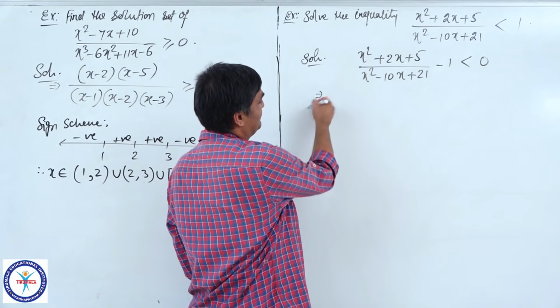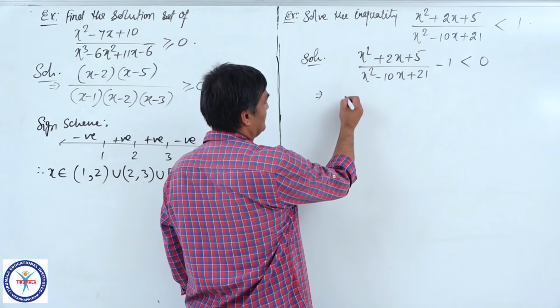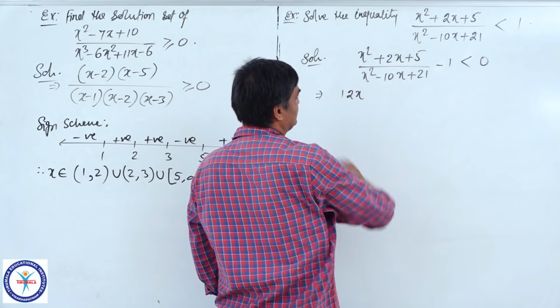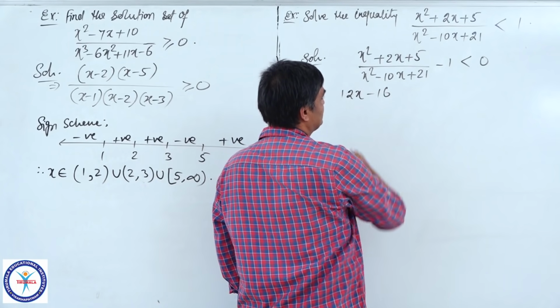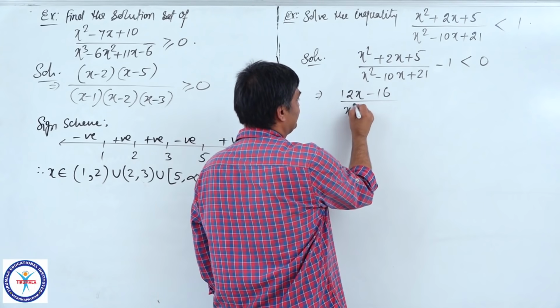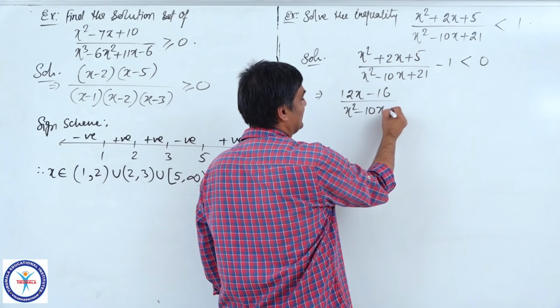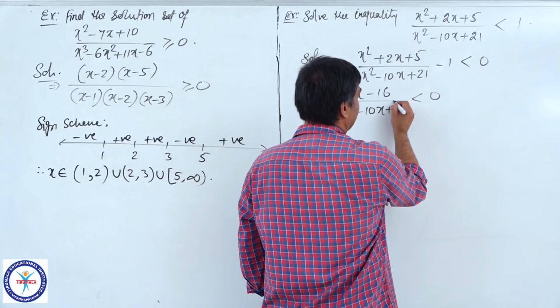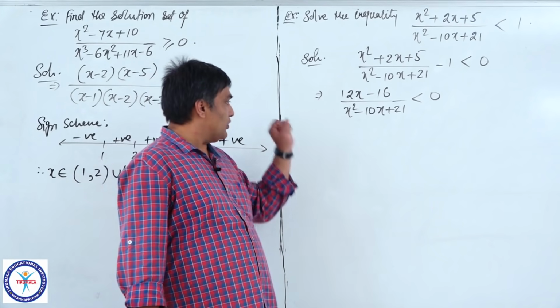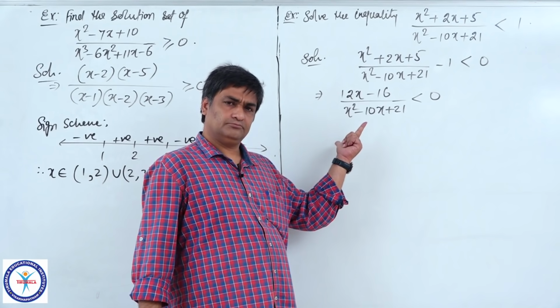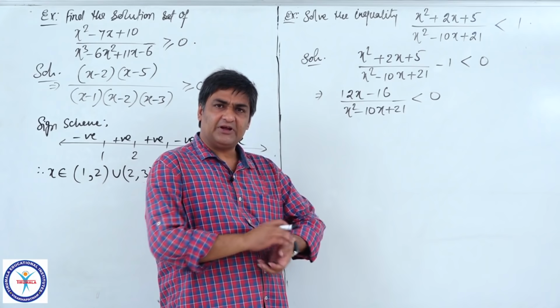So now this expression is 12x minus 16 by x square minus 10x plus 21 less than 0. Okay. Now, fine.